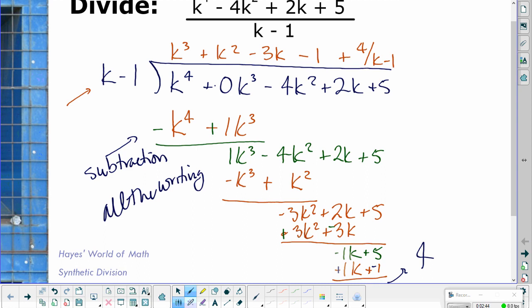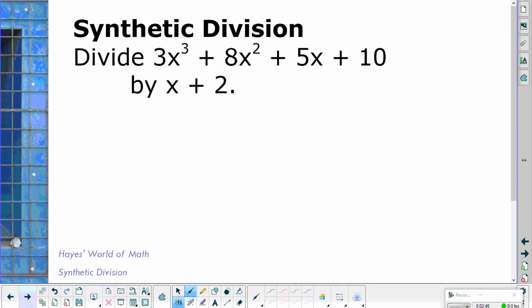And so what happens is this. So the synthetic division looks like this. I'm going to show you once, I'm going to talk you through the steps, and then show you again. Okay? So the first thing that we're going to do is this. We're going to take the coefficients off of this polynomial. So I'm going to take the 3, the 8, the 5, the 10.